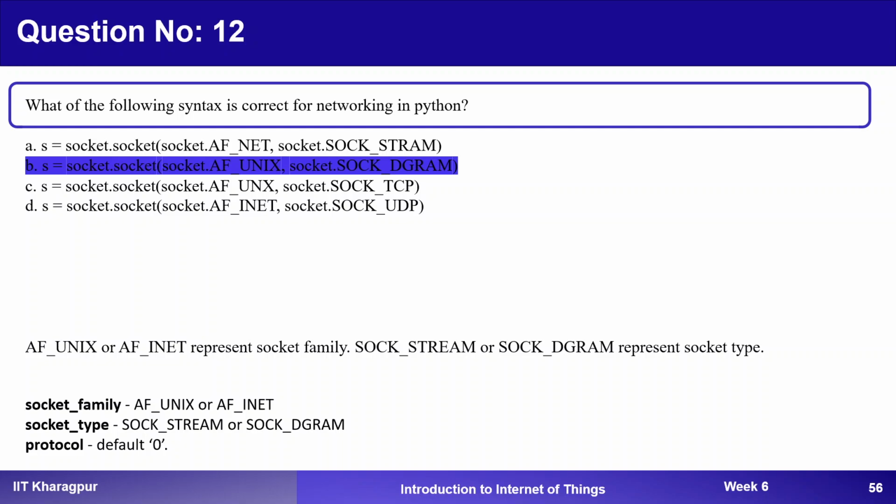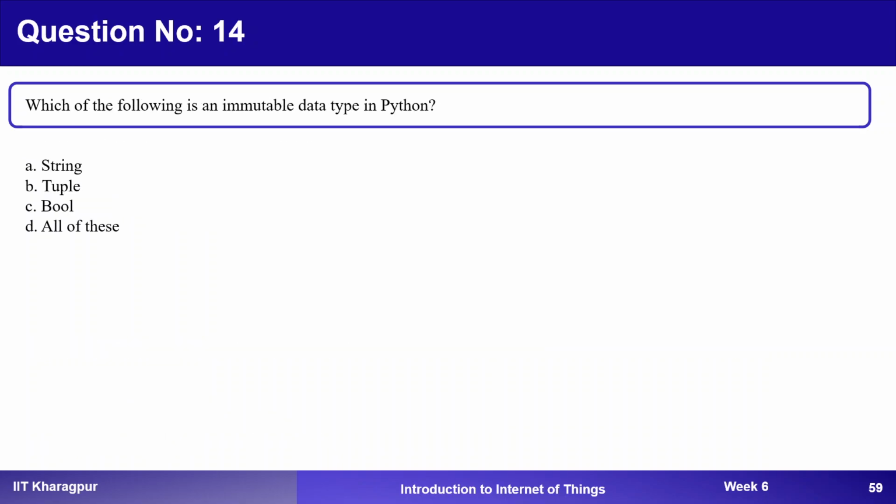Now question number 14, which of the following is an immutable data type in Python? Options are string, tuple, bool, all of these. Tuple, I have already told you, but are you sure about bool and string? All of these is the answer. All of these, ma'am. Yeah, string, tuple, boolean. Actually, int, float, bool, string, Unicode, tuple, all these are immutable.